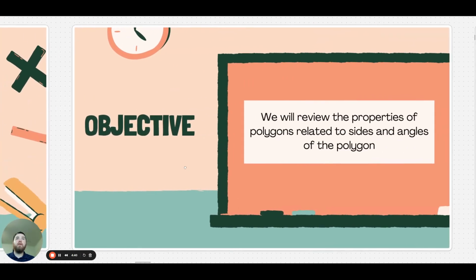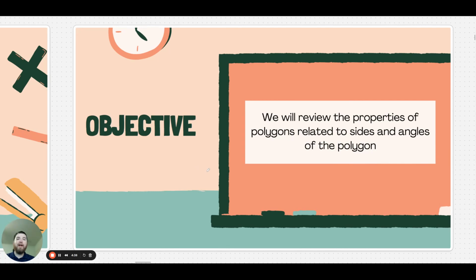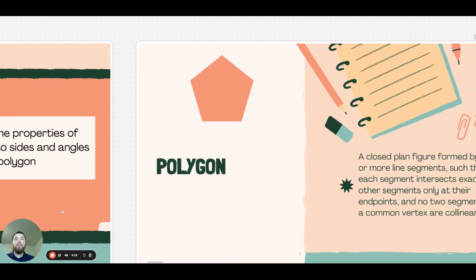All right, so our objective today is, like I said, we're just going to be looking at the different properties. They're going to relate specifically to the sides and to the angles of polygons, and that's what we're going to be looking at here today. So, what is a polygon? You might be asking yourself that.